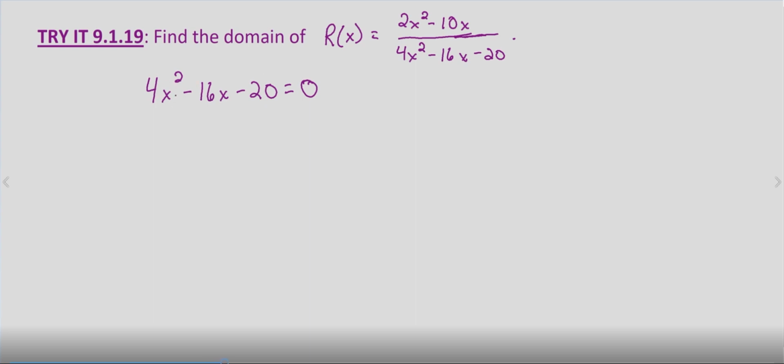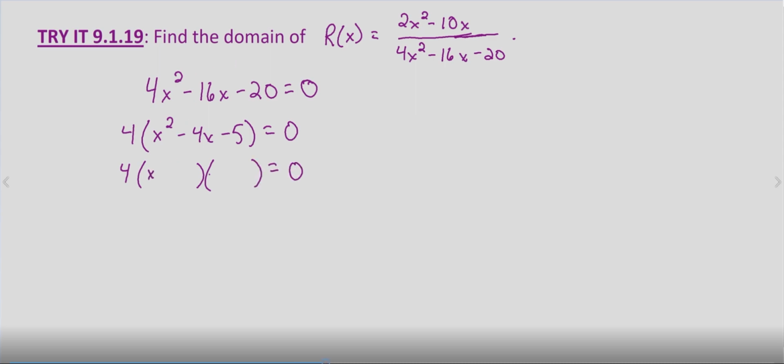4, 16, and 20 share a common factor of 4. So we factor out the 4. And what we're left with in parentheses is x squared minus 4x minus 5. Now we have a leading coefficient of 1 inside the parentheses, and it's a quadratic, so we know that if it factors, we're going to have two binomials.